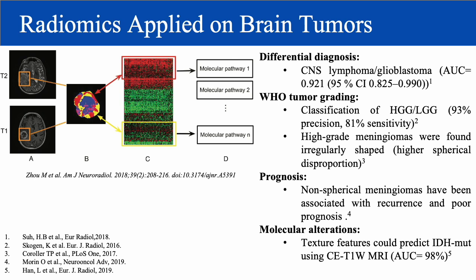Radiomics has been increasingly applied in brain tumors to improve predictive accuracy of diagnosis, prognosis, and treatment outcome. The main strength of radiomics is to capture intertumoral heterogeneity by using texture analysis, as can be seen from the radiomics features computed from T1 and T2 weighted MRI. They are associated with different molecular pathways. Also in neuro-oncology, radiomics can be employed for differential diagnosis, WHO tumor grading, prognosis, and molecular alterations.